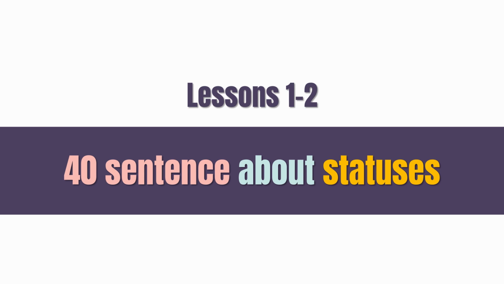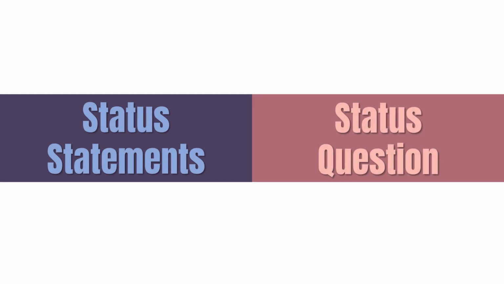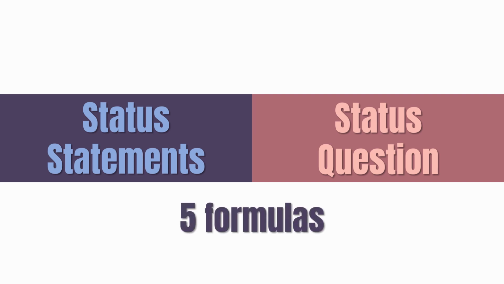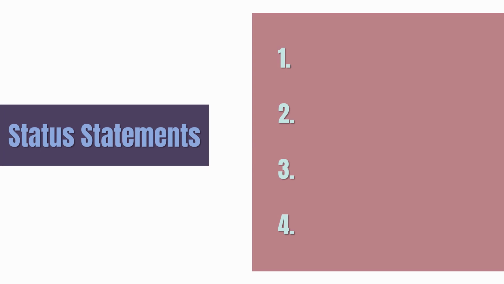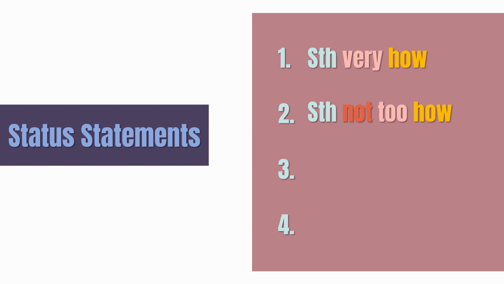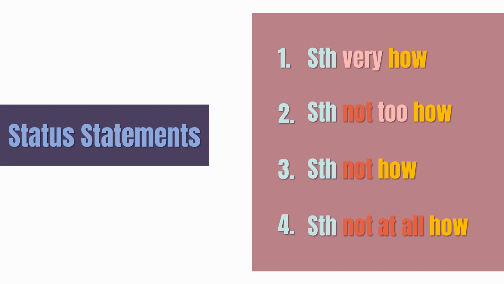After lesson 1 and 2, you've learned how to say 40 sentences in Chinese to state a status and ask a question about it, using 5 different formulas. They are: something, how, ma, a yes-no question asking about if something is at a certain status, and 4 possible answers to describe the status: something very how, something not too how, something not how, and something not at all how.